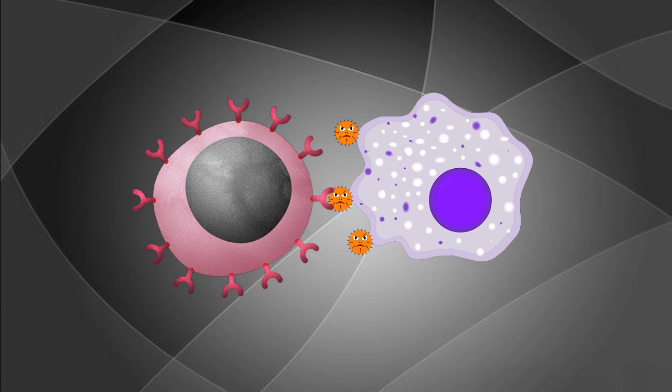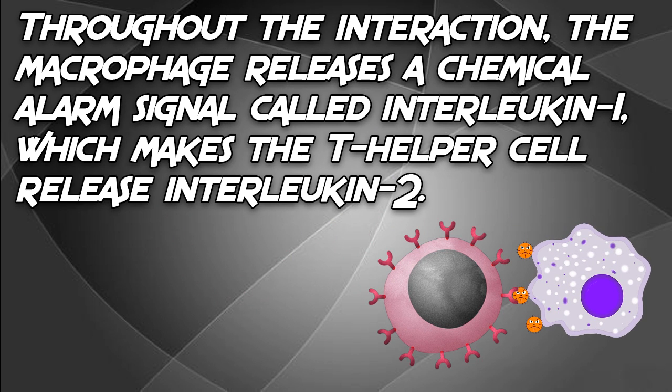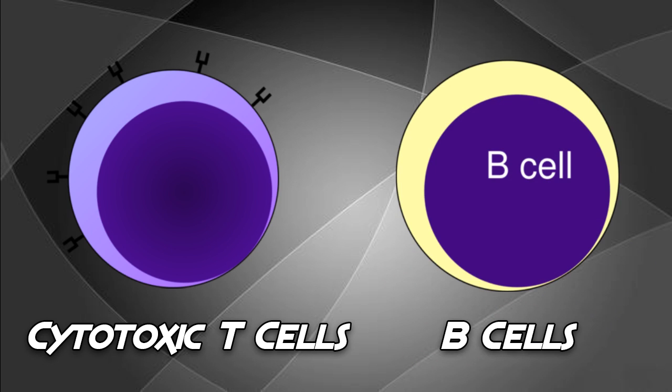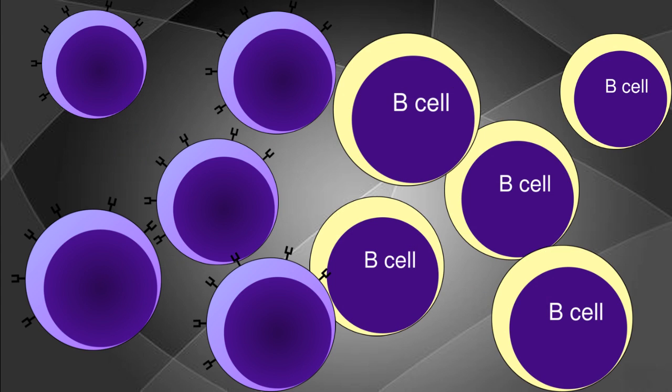The antigen-presenting cells interact with the T helper cells that recognize the same antigen on its surface. Throughout the interaction, the macrophage releases a chemical alarm signal called interleukin-1, which makes the T helper cells release interleukin-2. Interleukin-2 causes certain cytotoxic T cells and B cells to multiply at a rapid rate.